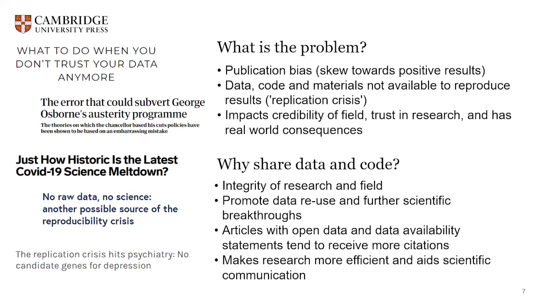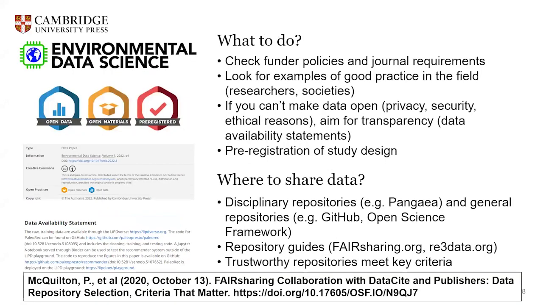There are studies that suggest articles linking to open data or including a data accessibility statement are cited more because people would trust those papers more. It also can make research more efficient and aid scientific communication. So that's why we share data and code. And what could we do? We could think about this before we submit our work.